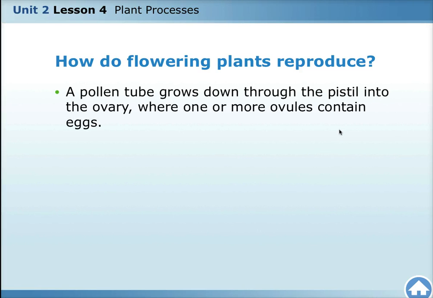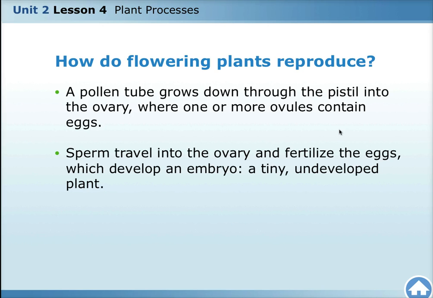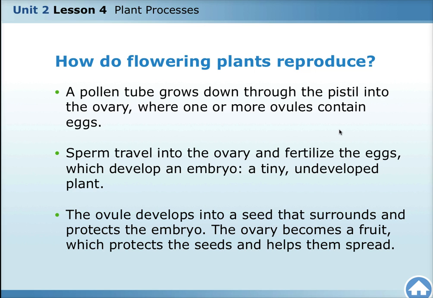A pollen tube grows down through the pistil into the ovary, where one or more ovules contain eggs. Sperm travel into the ovary and fertilize the egg, which develops into an embryo, a tiny, undeveloped plant. The ovule develops into a seed that surrounds and protects the embryo. The ovary becomes a fruit, which protects the seeds and helps them spread.